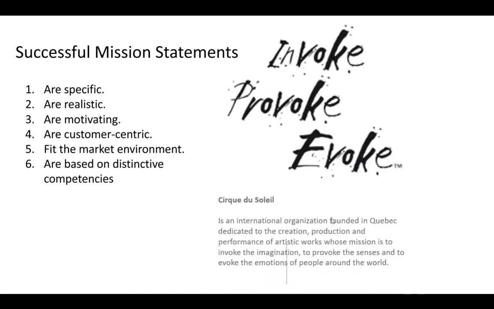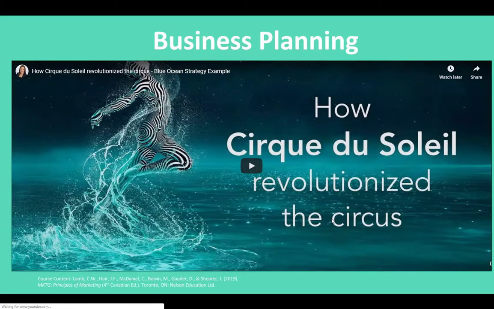And so Cirque du Soleil is an international organization founded in Quebec dedicated to the creation, production, and performance of artistic works whose mission is to invoke the imagination, to provoke the senses, and to evoke the emotions of people around the world. So they are evoking a lot of creativity and using their entertainment value to deliver what ended up being a higher level type of entertainment compared to what a traditional circus used to be. Okay, so how did they do that? Let's watch this video, then we'll discuss it right after.